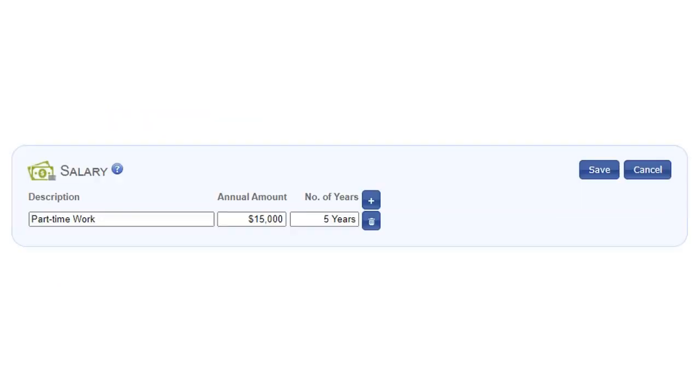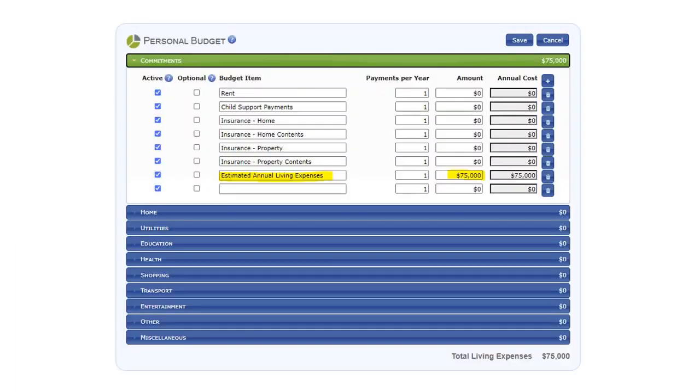This is a retirement plan for a single person, John, who plans to work part-time for the first 5 years. For this exercise, just a single entry of $75,000 will be added for living expenses. When making your plans, it is recommended that you take the time to complete a detailed budget.